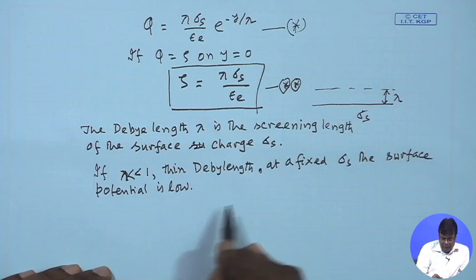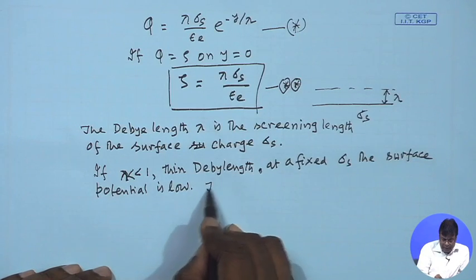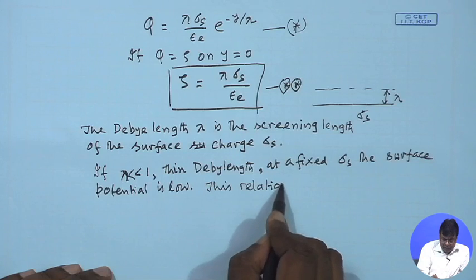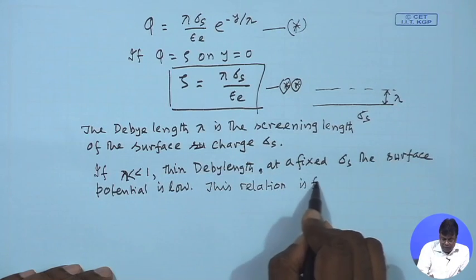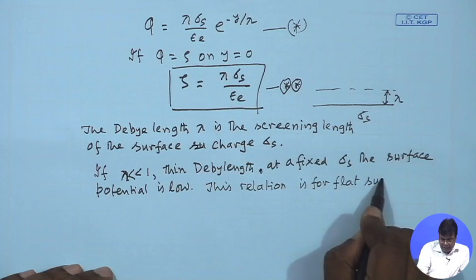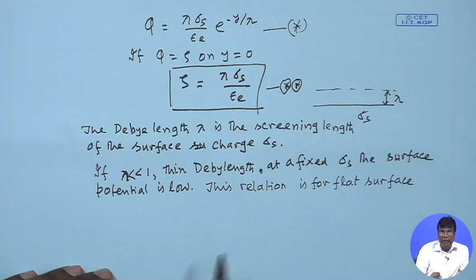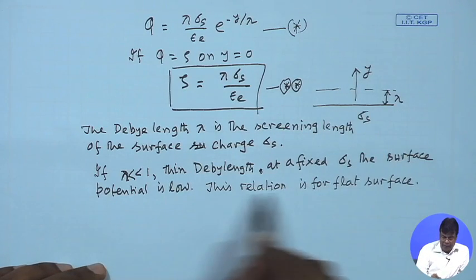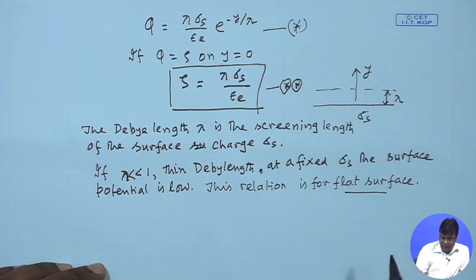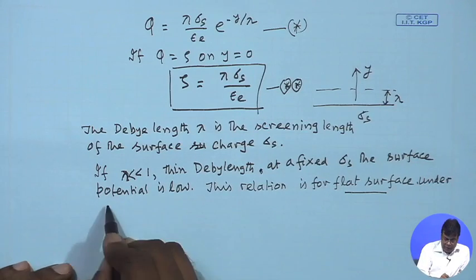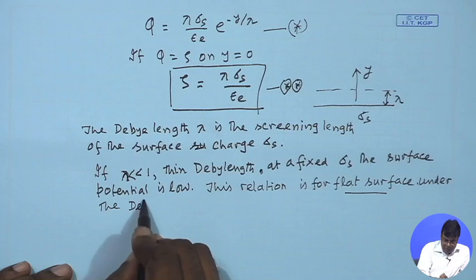Now, one point to be remembered is that this relation is for a flat surface. We have considered a flat surface because we have taken the Poisson-Boltzmann equation in only one direction, along the direction y. So this is valid for a flat surface under the Debye-Huckel approximation.